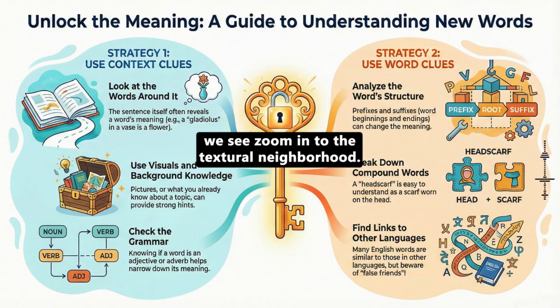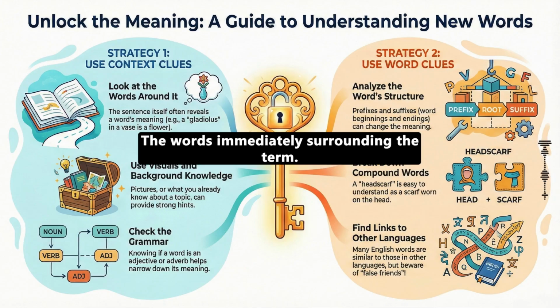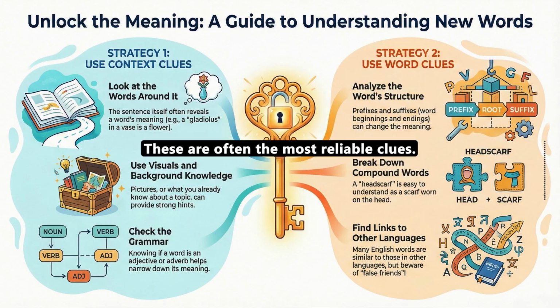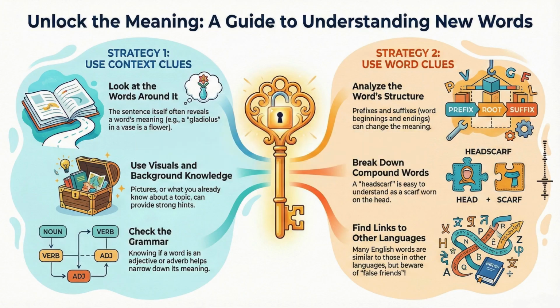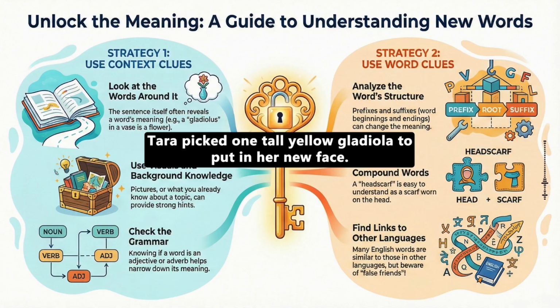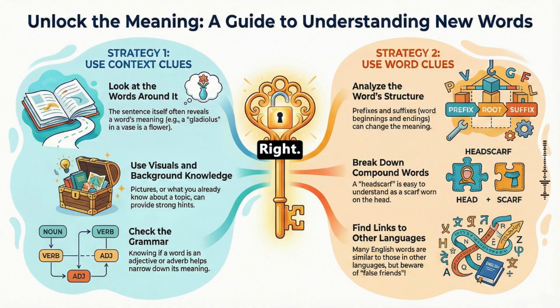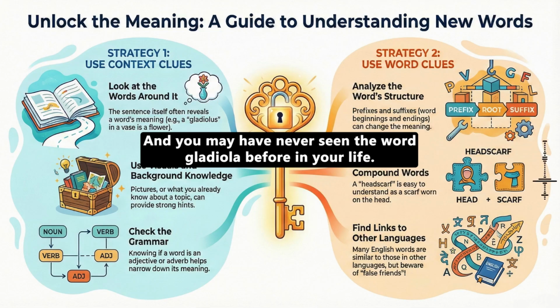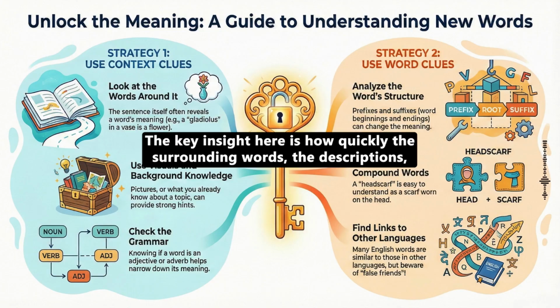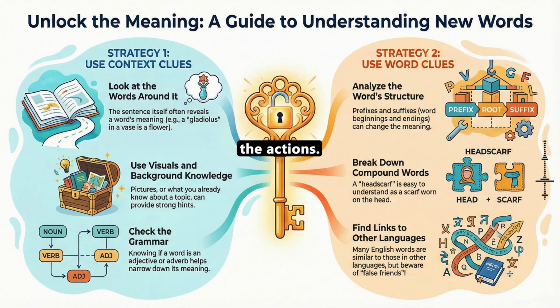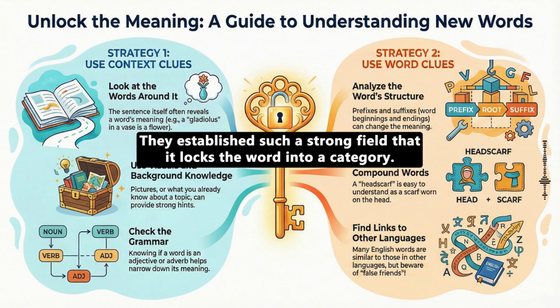Okay, so once we've used the external world, we zoom in to the textual neighborhood, the words immediately surrounding the term. These are often the most reliable clues. I think the example often used for this is just perfect. Tara picked one tall yellow gladiolus to put in her new vase. Right. And you may have never seen the word gladiolus before in your life. Doesn't matter. And you don't need to. The key insight here is how quickly the surrounding words, the descriptions, the actions, establish such a strong field that it locks the word into a category.